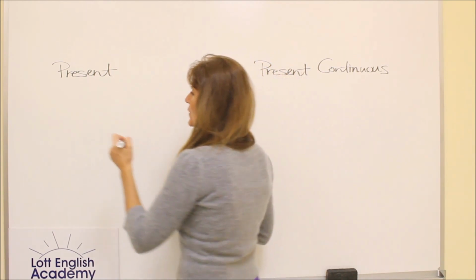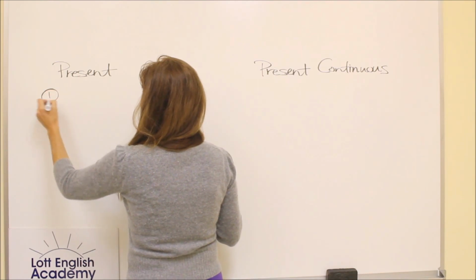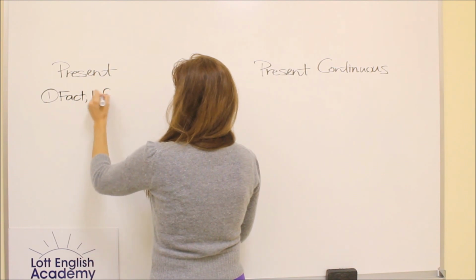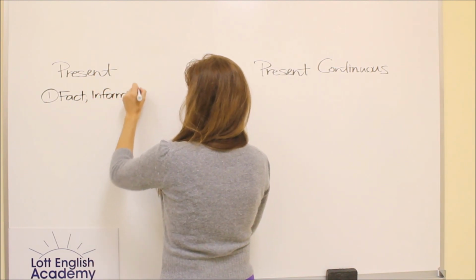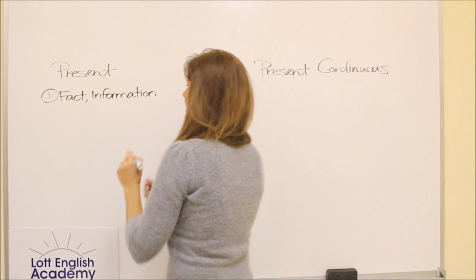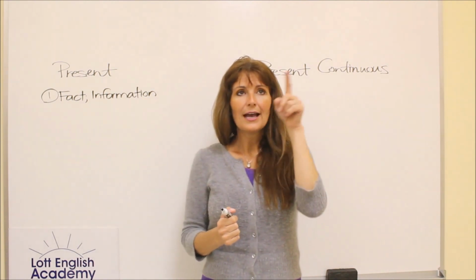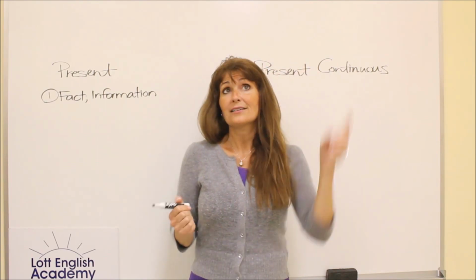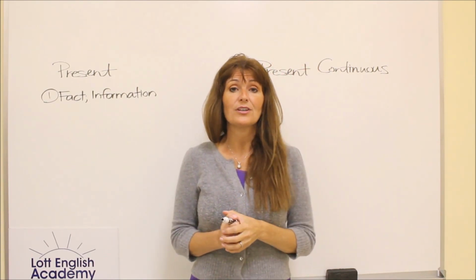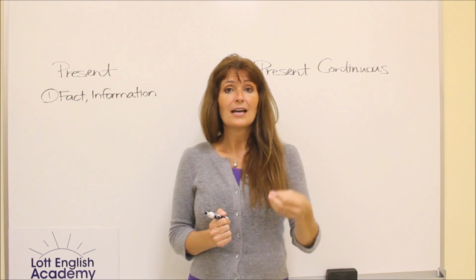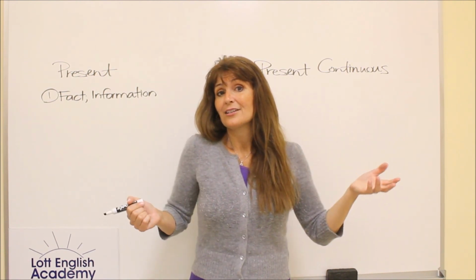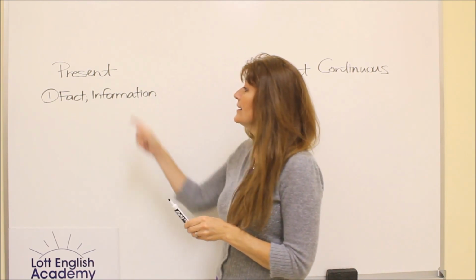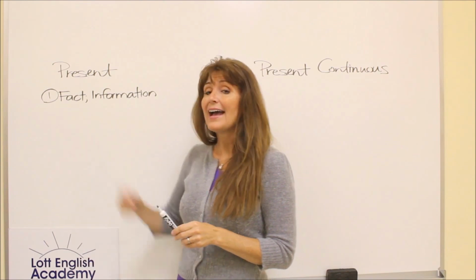One situation where we use the present tense is when we want to describe a fact or give some information. Let's say that you look at the sky and you see the sky's color. That's a fact. The color of the sky is information. So you could say the sky is blue. That's a fact. You would use present tense to describe that information or that fact.